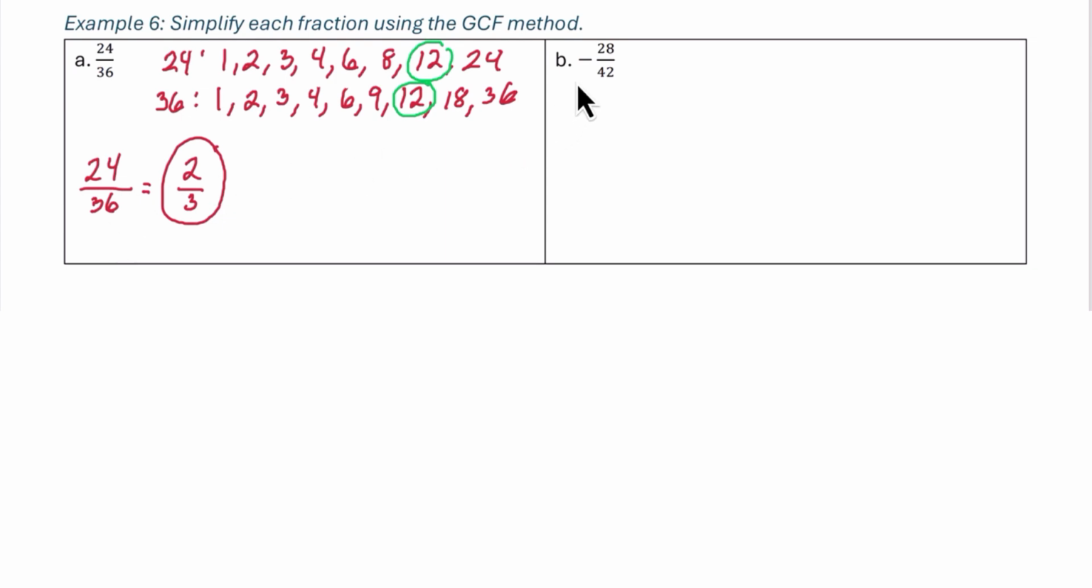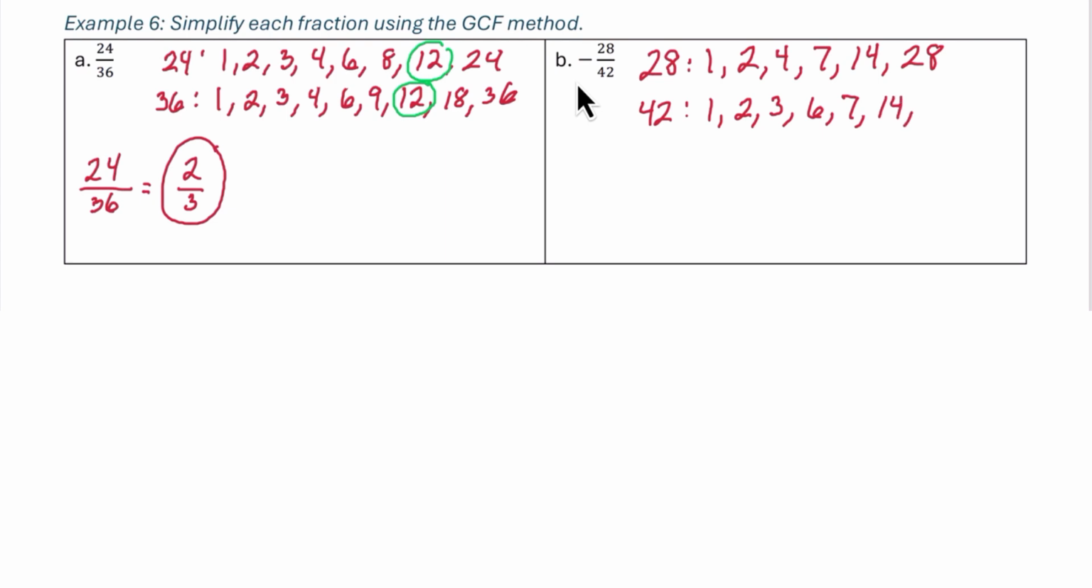Next, we'll do the same thing with negative 28 over 42. We'll first list the factors of 28. Numbers that divide evenly into 28 are 1, 2, 4, 7, 14, and 28. Then 42. Numbers that will divide into 42 are 1, 2, 3, 6, 7, 14, 21, and 42.